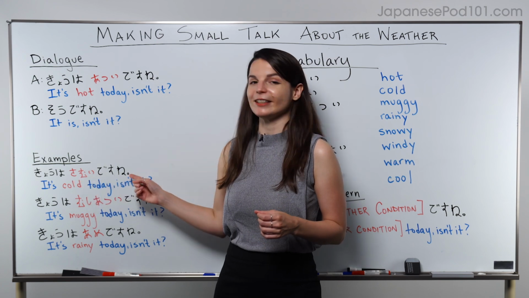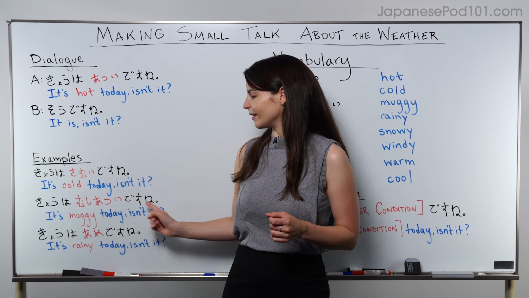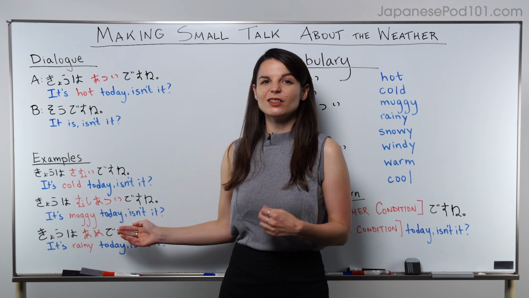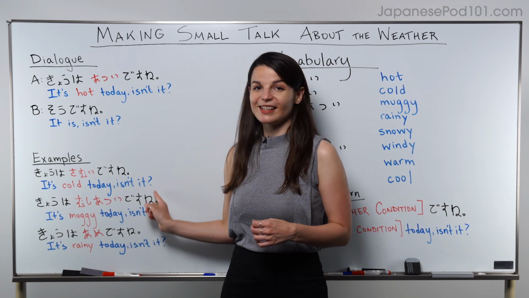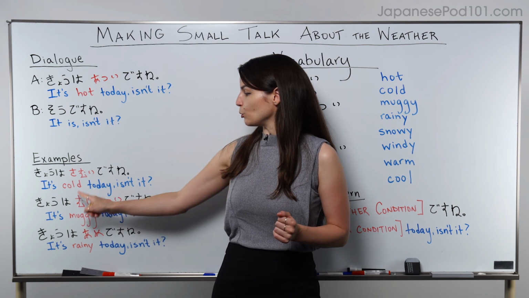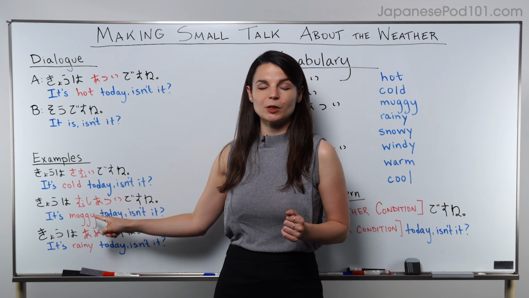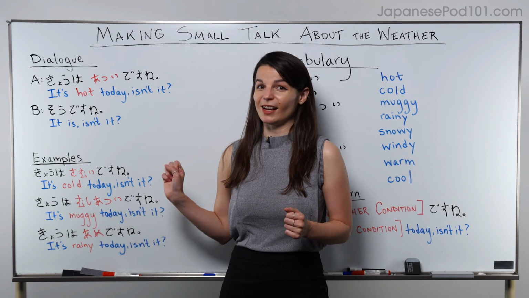Next we have 今日は蒸し暑いですね. So today is muggy, isn't it? If we break the parts of the sentence down, in this sentence we have 蒸し暑い, which means muggy or humid. So this sentence means it's muggy today, isn't it?